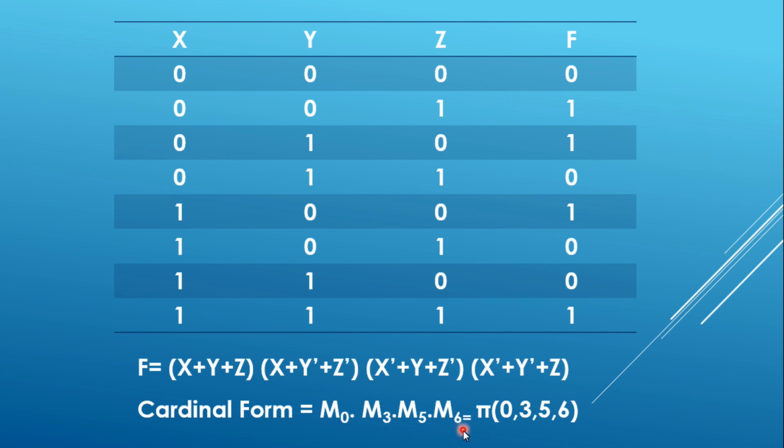Because this is of course 0, 0, 0, so it will be 0. Decimal number determination will be according to the binary values which they have, but you have to just remember that because it is a max term, when x is 0 it will be in non-complemented form, and when the variable is 1 then it will be in complemented form. And because you have to represent it in cardinal form, you will be representing with the product symbol here 0, 3, 5, 6.